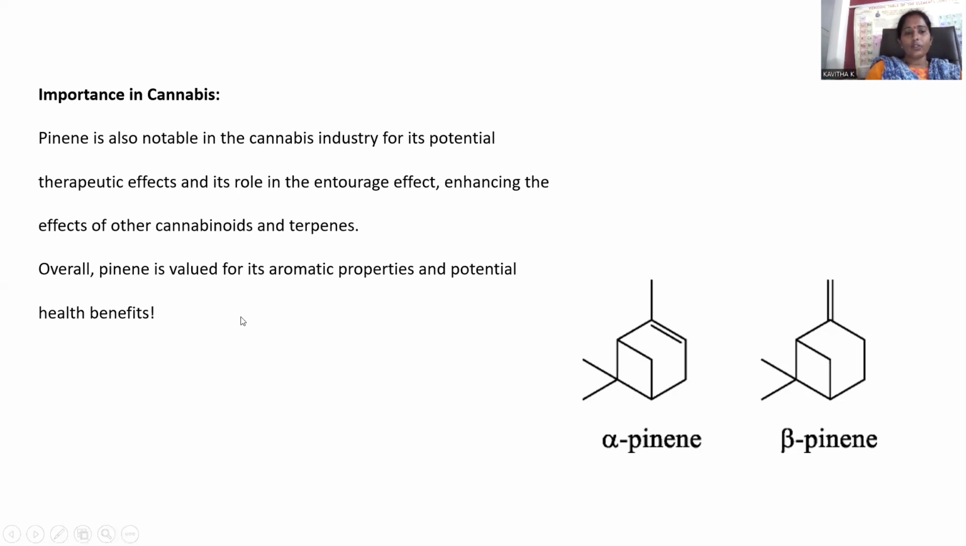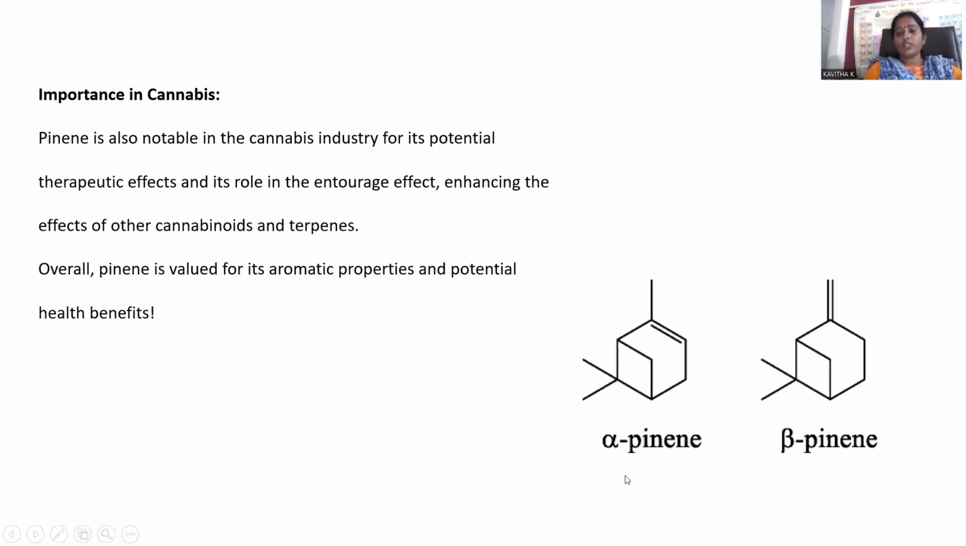Overall, pinene is valued for its aromatic properties and potential health benefits. Aromatic properties will be there. Aromatic properties, in the sense some distinctive properties are allocated for the aromatic compounds they are used to exhibit. In addition, potential health benefits also. So whenever we are consuming this pine oil, or else as a food additive or as a flavoring agent, so that health benefits also improved, right?